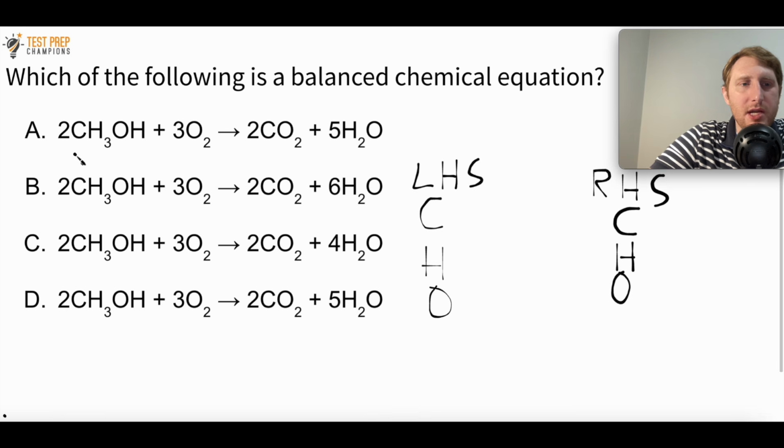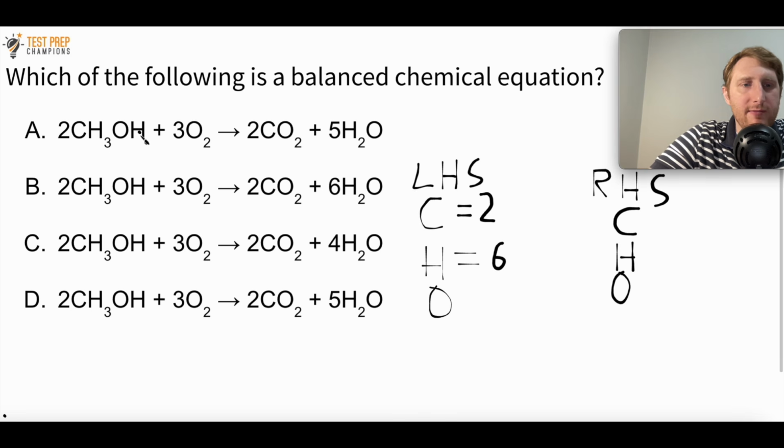So if I look at this 2CH3OH, how many carbons do I have? Well, it would be 1 carbon right here, and then the 2 out front. So 2 times 1 is 2. So I've got 2 carbons on the left-hand side. Now, how many H's do I have? Well, we see here that I've got this 2 out front, and I've got this H here with a little 3 beside it. So I do 2 times 3, and that gives me 6 H's.